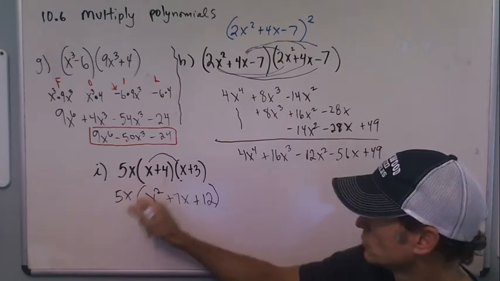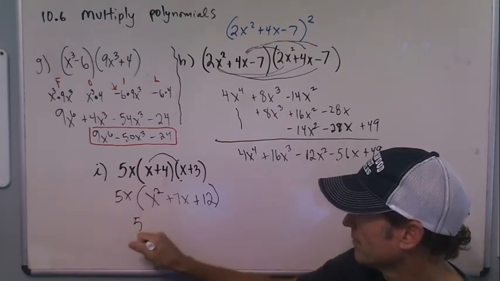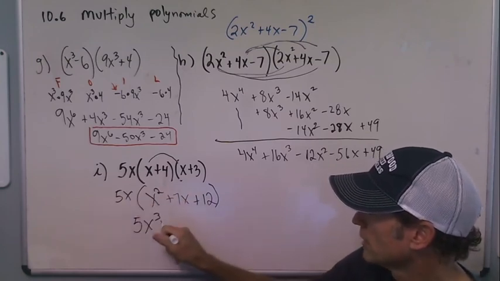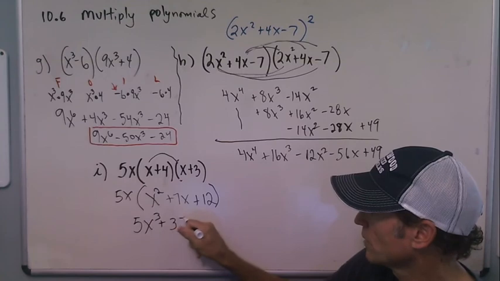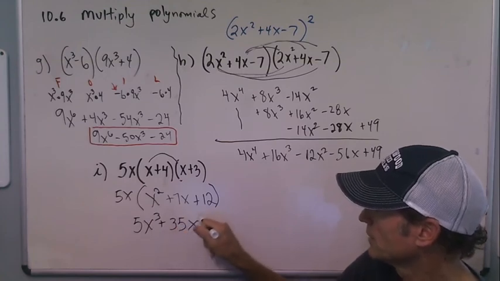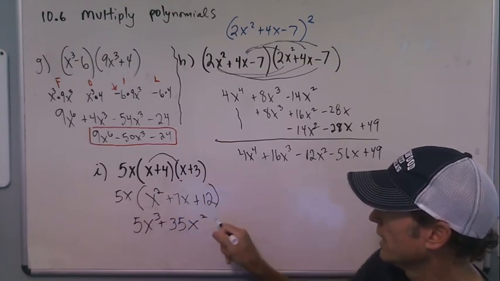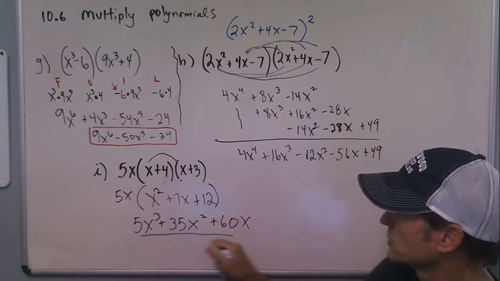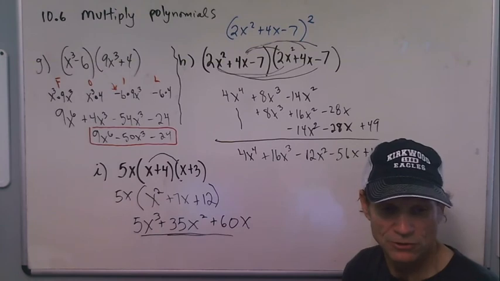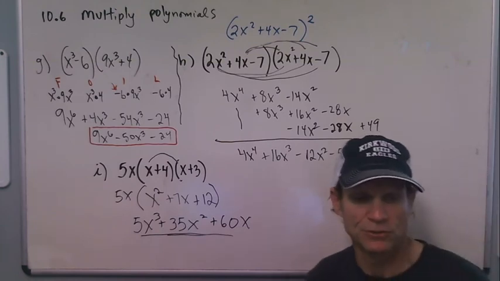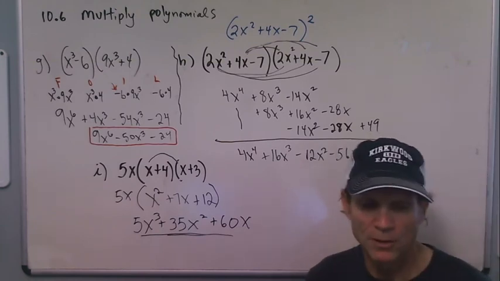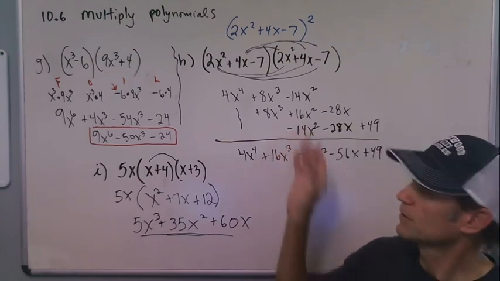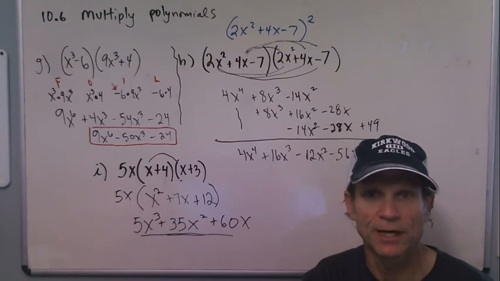Okay, so distributing that 5x, I get 5x to the 3rd plus 35x squared. Take your time on these, get your variables right, and plus 60x. And make sure to be careful with your signs. Like I always tell students, it's better to do a few of these correctly than a whole bunch of them wrong. Okay, so good luck with this and take your time on it, and hopefully you're seeing how this works.